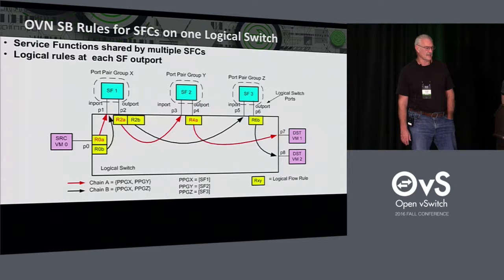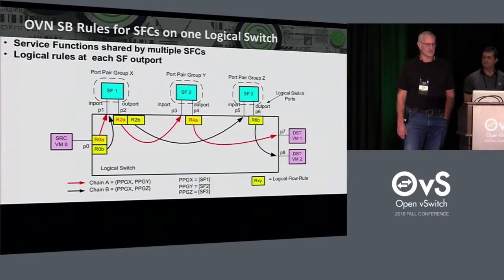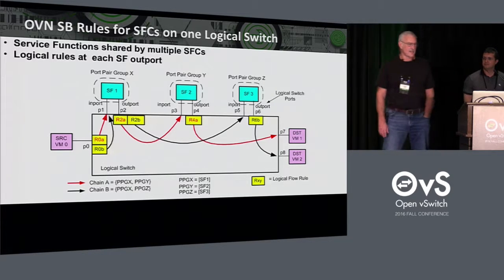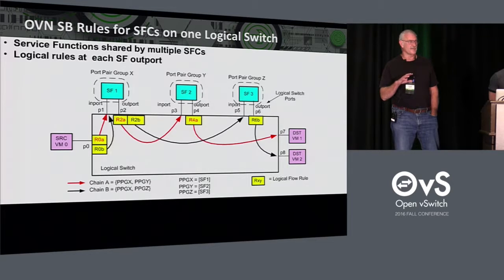So, for example, we have 2 chains there, chain A and chain B. One chain passes through service functions 1 and 2. The other one goes through 1 and 3. Essentially, based on the definition of the northbound resources and the tables that have been added, we map that into flows that are installed in the ingress pipeline in the southbound database.